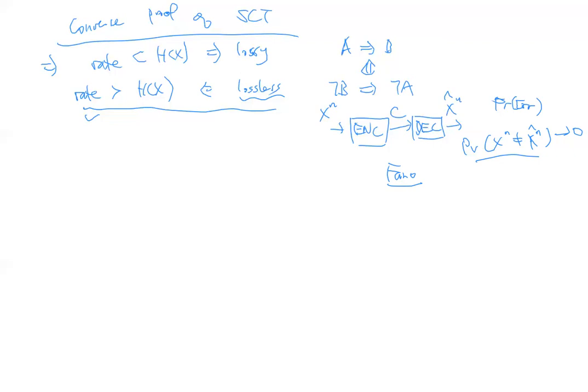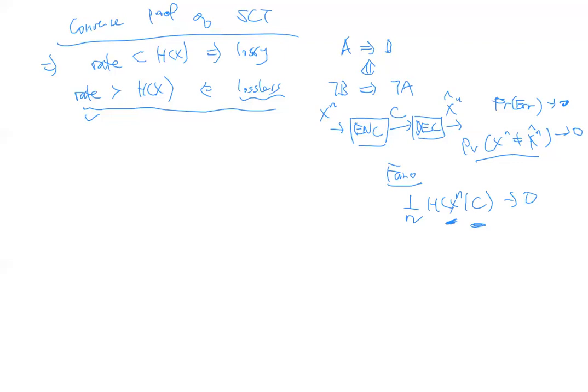Probability of error goes to 0, then I will have something like the H(X^n | C), per sample. So it goes to 0. It makes lots of sense because, given the codeword, the remaining information of the original sequence, per sample, goes to 0.